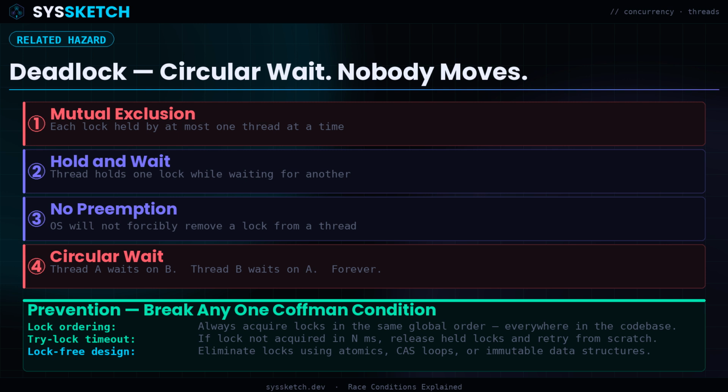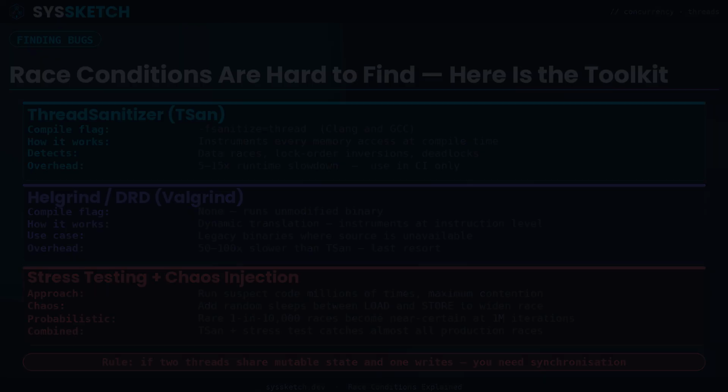The most practical prevention strategy is lock ordering. Establish a global rule that lock 1 is always acquired before lock 2, everywhere in the codebase, no exceptions. Circular wait cannot form if everyone acquires locks in the same order. Race conditions are notoriously hard to find in testing because the bug window can be nanoseconds wide.